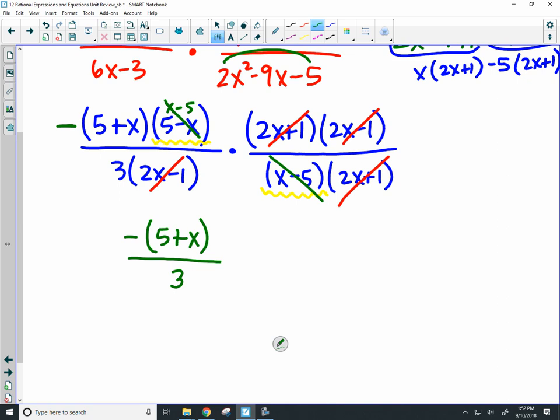or you could even flip-flop the x plus 5 if you want, or you could distribute the negative in. I think on the review the answer is written like this, but really either answer is acceptable as long as you have that negative out front, and if you choose to put the negative up top with the 5 plus x, make sure that's in parentheses if you don't distribute it.